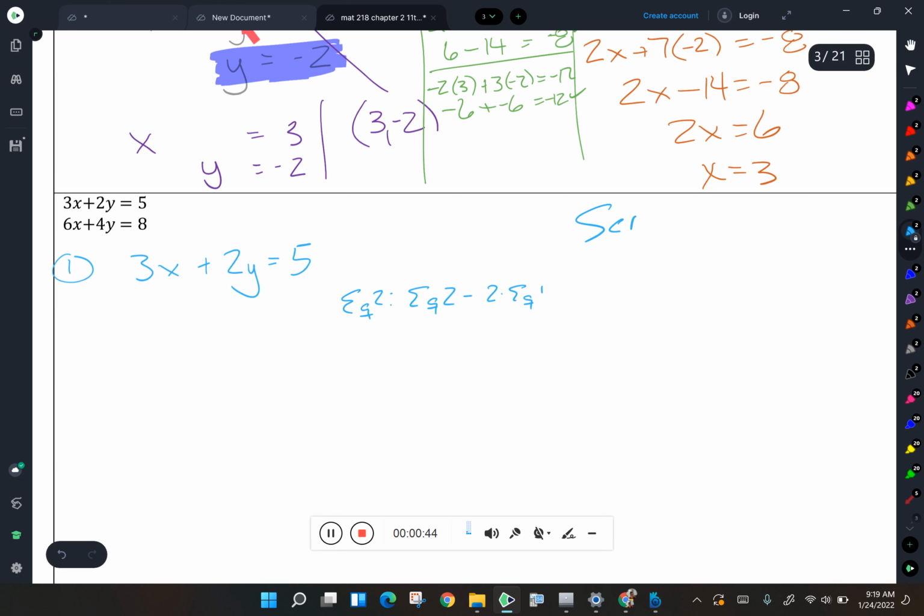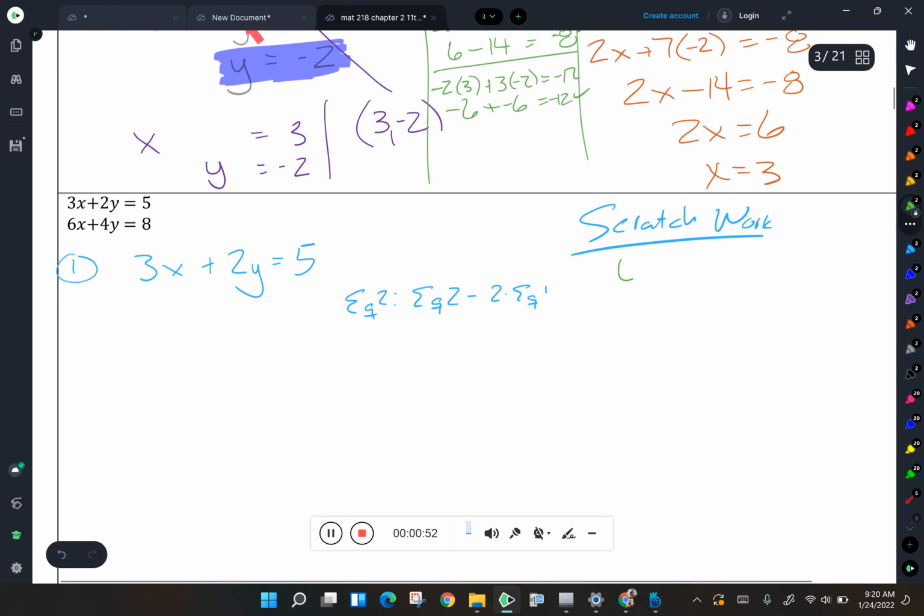So over here under my scratch work, I'm going to take the old equation 2 and I'm going to subtract off 2 times the first equation. So 2 times the first equation, 2 times 3x would give me 6x. 2 times 2y would give me 4y. And 2 times 5 would give me 10. And I'll subtract. So 6x minus 6x is going to give me 0 x's. 4y minus 4y.